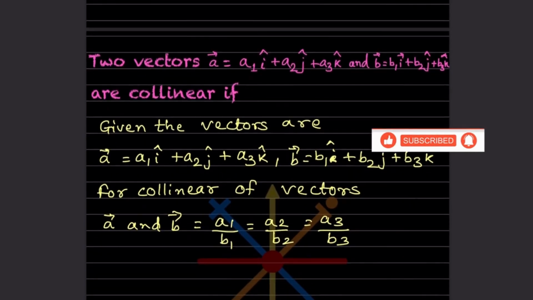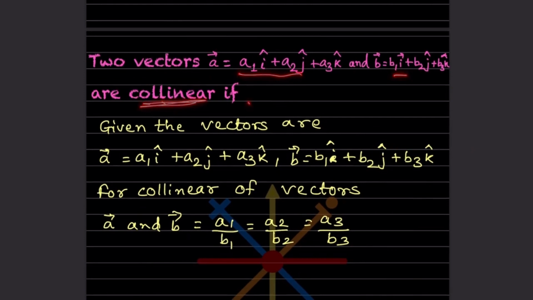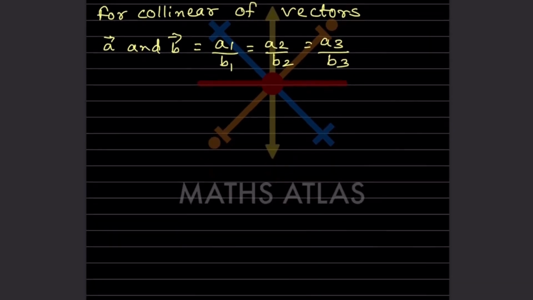Now two vectors A and B are given, are they collinear? The options I have not given for that one. The given vectors are A and B. For collinearity of vectors, this is the rule: we can say that they are collinear when A1 by B1 is equal to A2 by B2 is equal to A3 by B3.